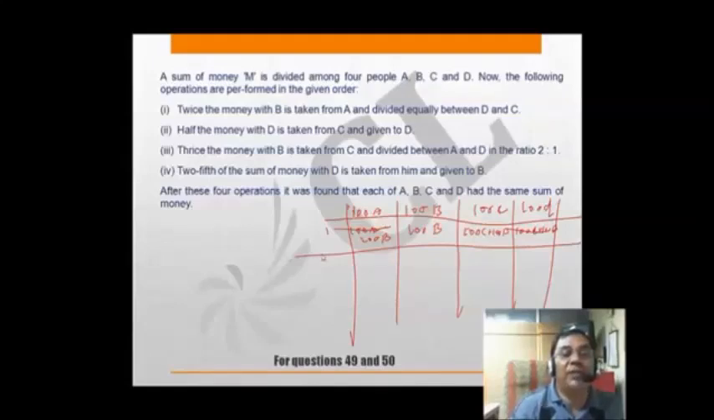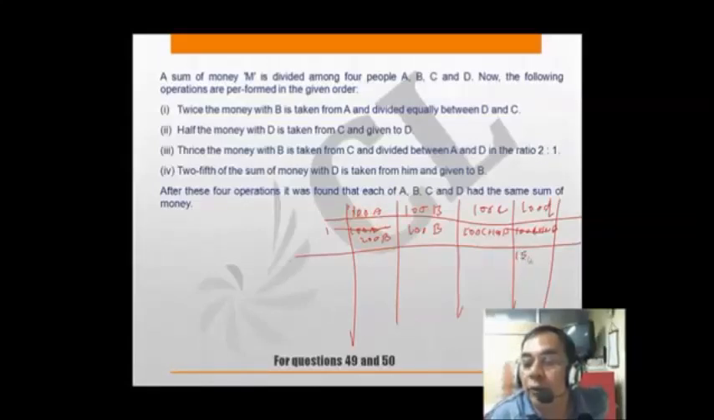Half the money with D is taken from C and given to D. So half the money with D, so it will become 150D plus 150B, and this will become 100C plus 50B minus 50D.